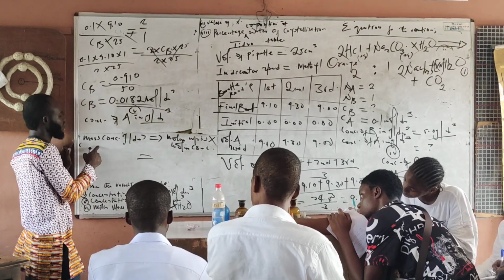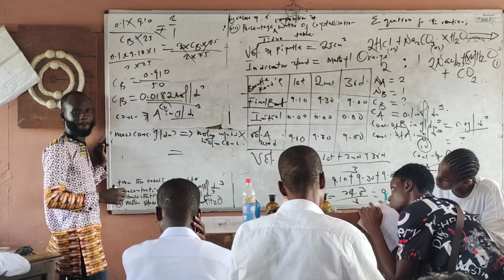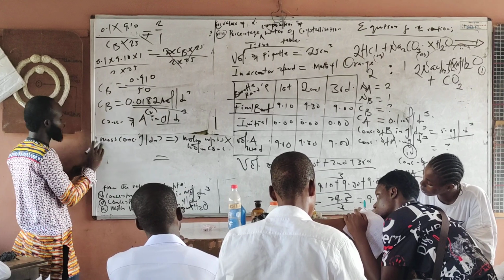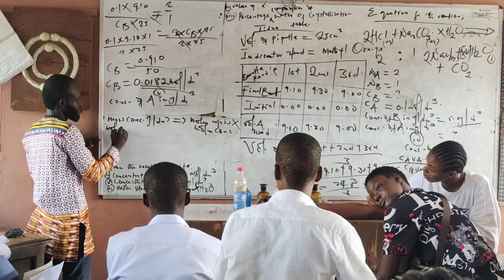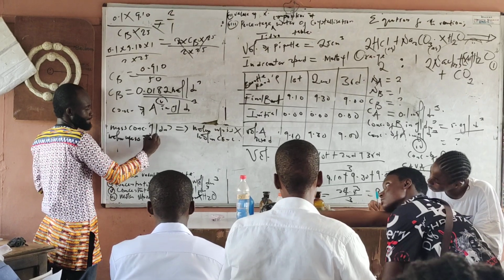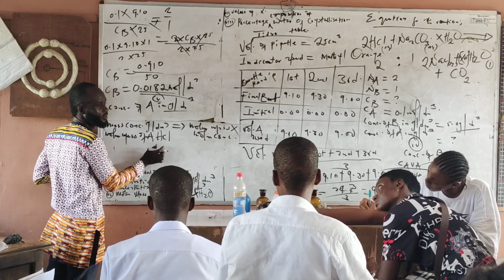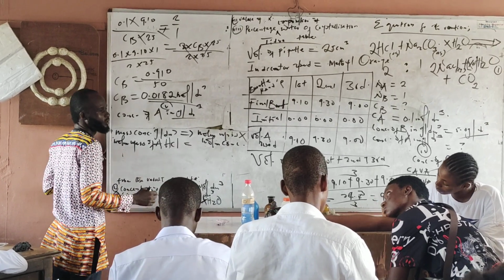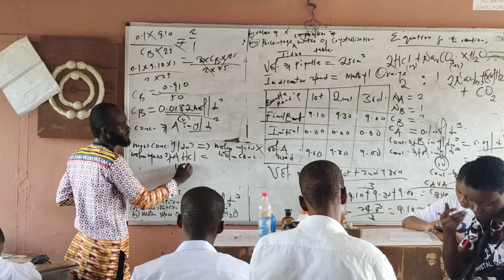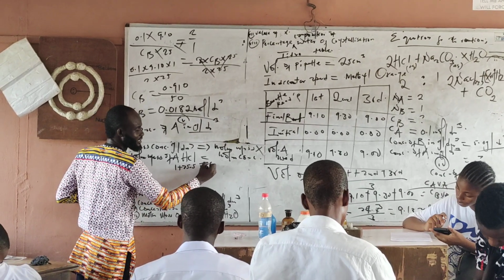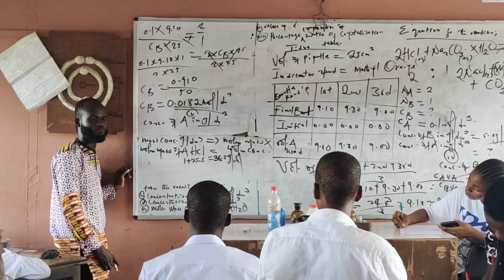What is the molar mass of the acid? We don't know. Let's solve it. Molar mass of A. What is A? HCl. Are you following? Yes. Hydrogen is 1. Chlorine is 35.5. The answer is 36.5 gram per mole.